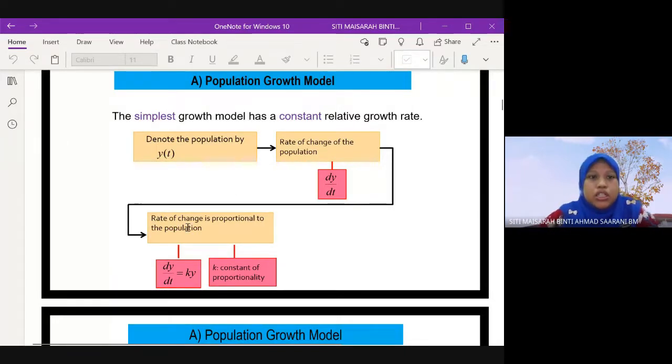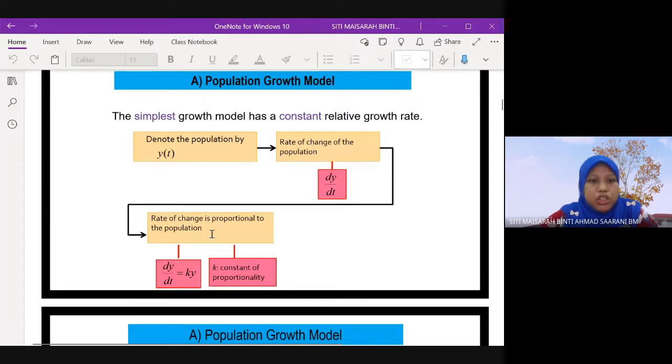Okay, so the simplest growth model has a constant relative growth rate. Denote the population by Y in term of T. So sometimes kita boleh juga guna P in term of T, it depend lah. Awak boleh denote dengan apa-apa variable kat sini lah. Contohnya kat sini population is Y in term of T. Then the rate of change of population is dy dt. Kalau let's say the population is P in term of T, so jadi dia punya rate of change of population is dp over dt.